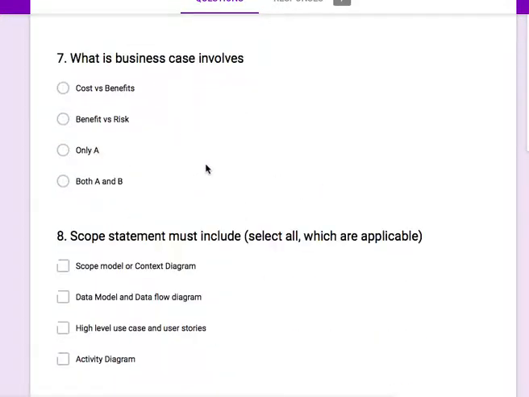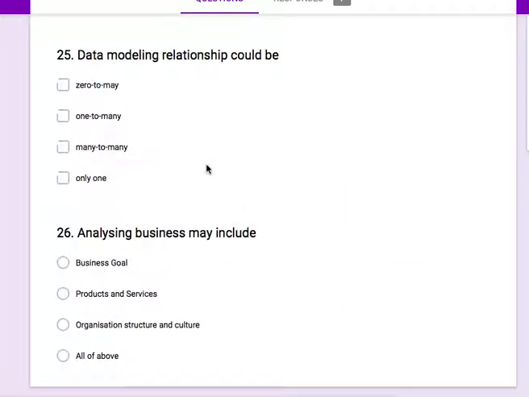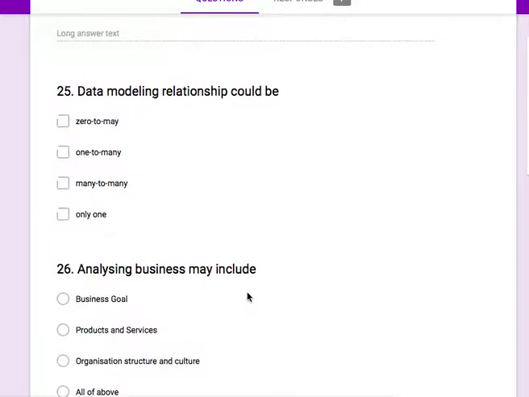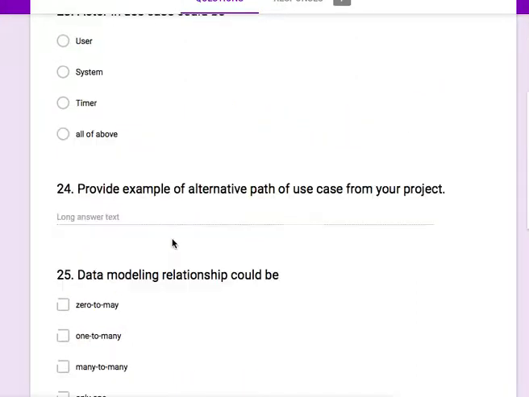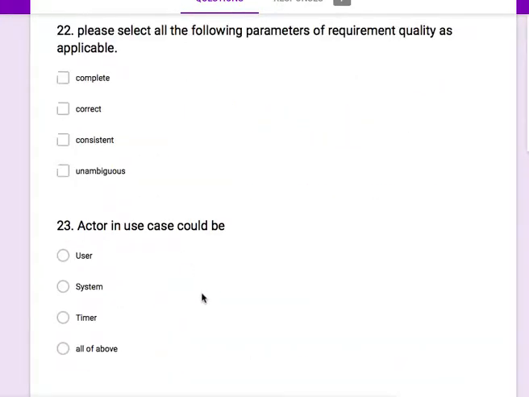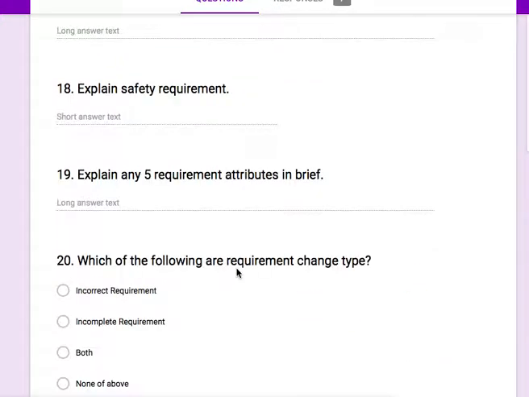What does a business case involve? Questions like these will be there. They could be as complicated as, for example, analyzing business may include business goals, products and services, organization structure and culture, and all of the above. Then practical questions, like data modeling relationships could be 0 to many, 1 to many, many to many, only one. So you can choose whichever is applicable. One of them is not applicable, so you'll have to be careful when you are selecting. Okay, and these are the various parameters. So this is how the questions will be, and you will have to pass.